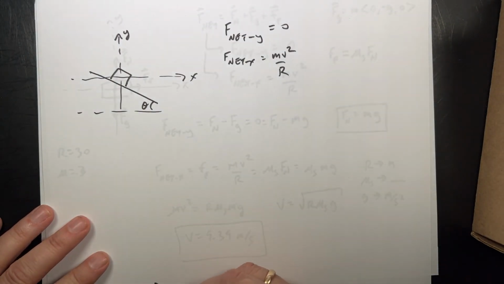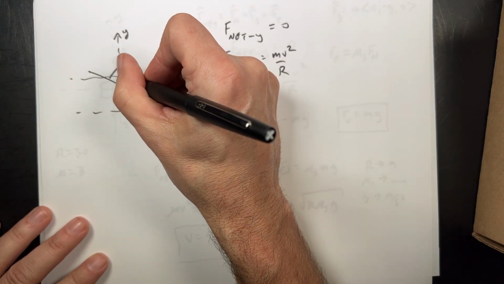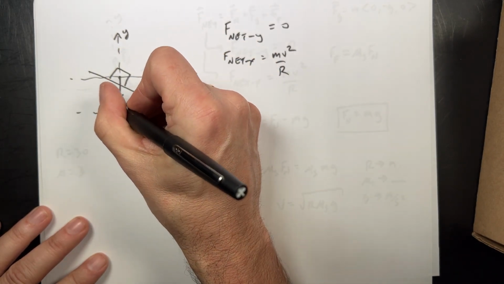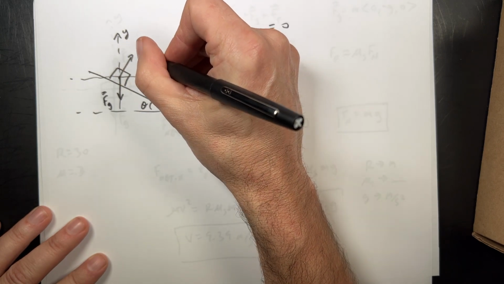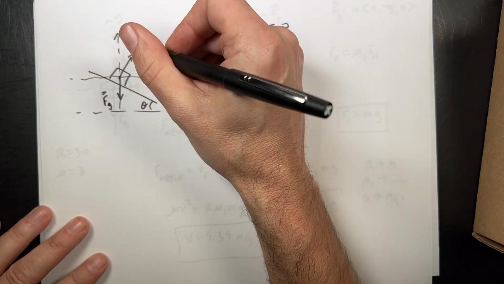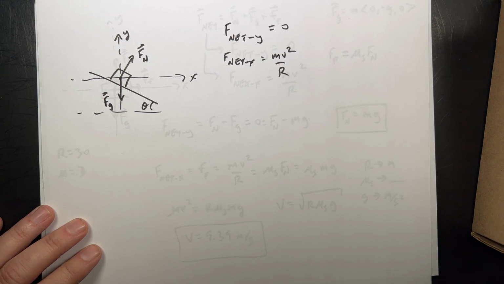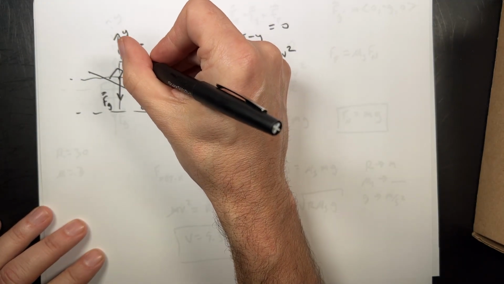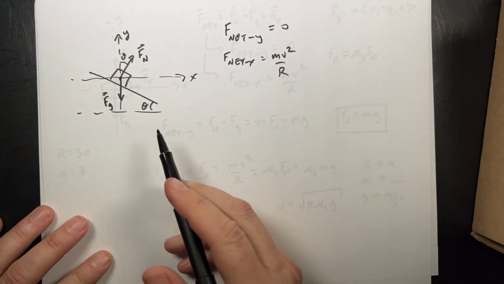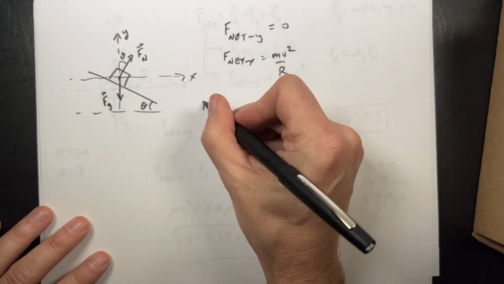Remember, we're going with no friction. So I have the downward gravitational force, Fg, and then the normal force, which is perpendicular to the surface, is like that. Well, if this is the angle theta, then that's the angle theta. So let's write down F net.